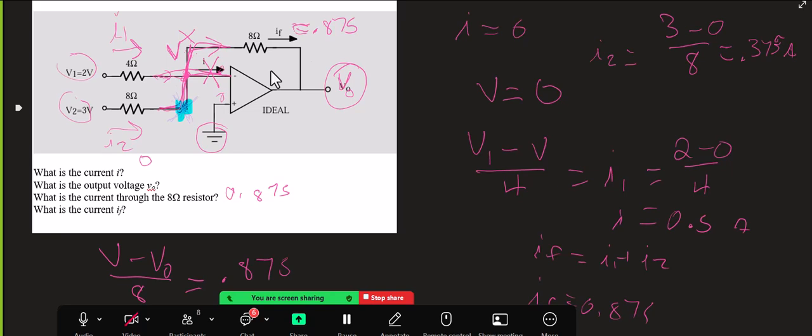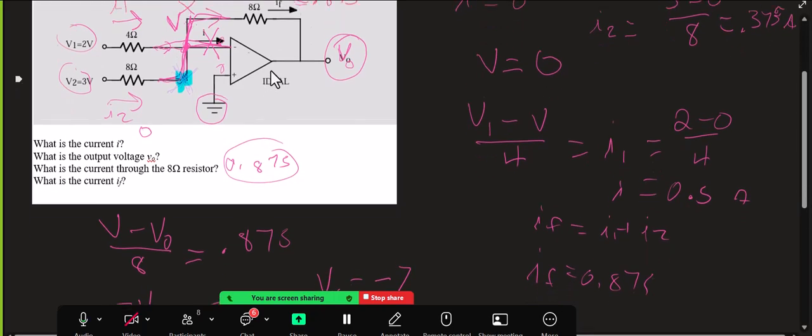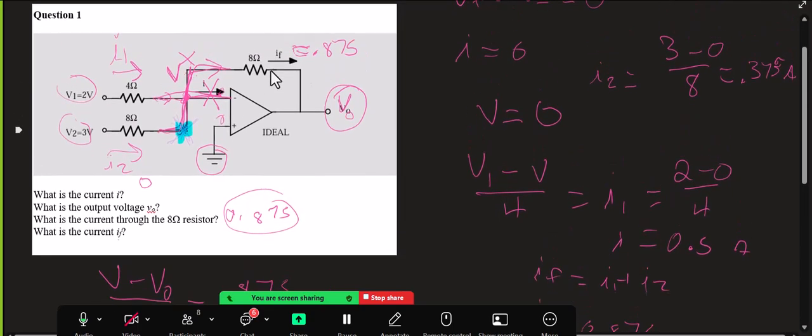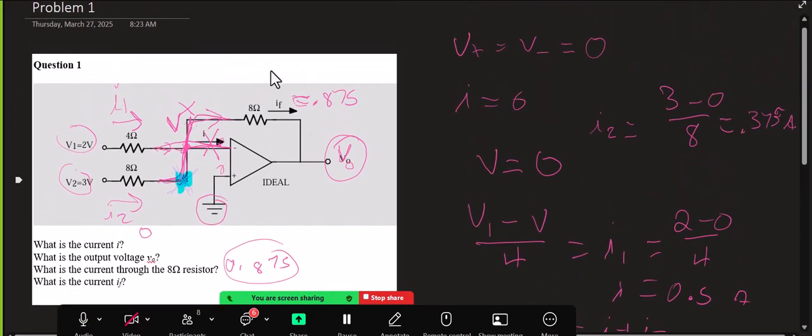Other questions? What's the difference between the last two questions, the current going through it and the current after it? It looks like they're the same question. I wrote it at some point, so who knows what I was thinking. Yeah, they might be talking about the other 8 ohm resistor. Okay, let's talk about the other 8 ohm resistor. So let's do this I2. We found I2. I2 was 0.375.